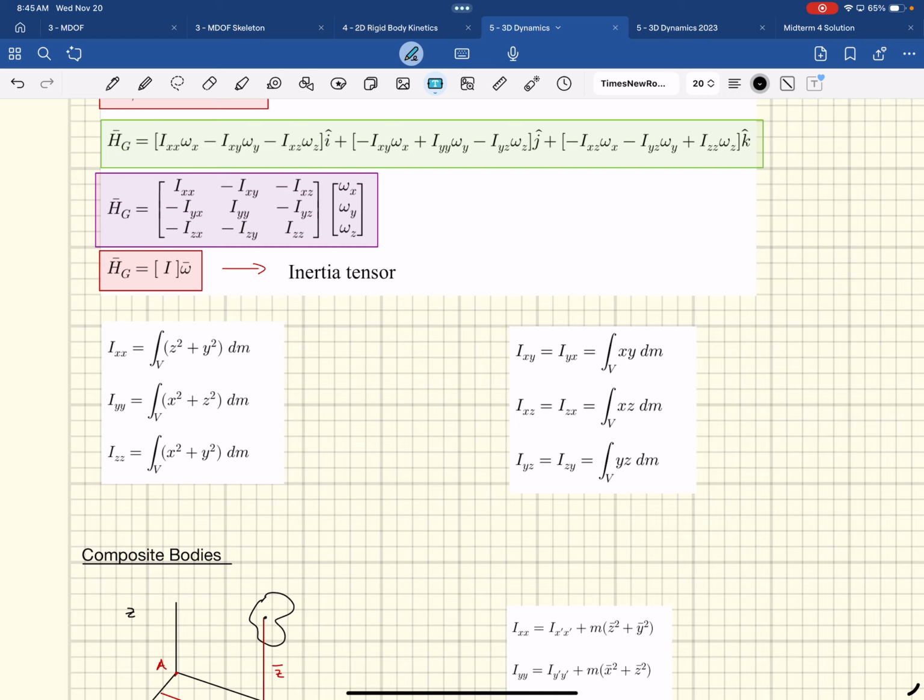Actually, I'm going to change that. I'll fix it right there. That term right there is the inertia tensor. Okay, yeah. Are xy and yx the same? Yeah, we'll get into that.